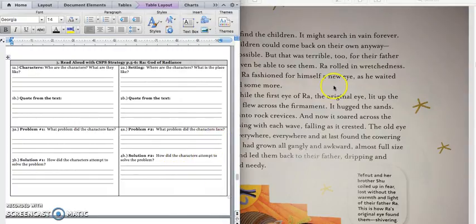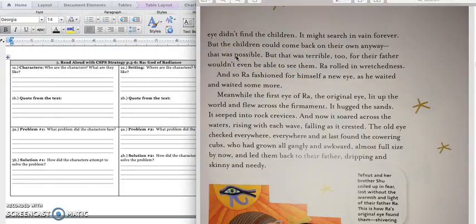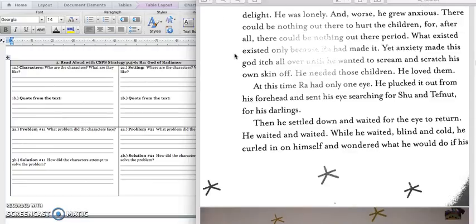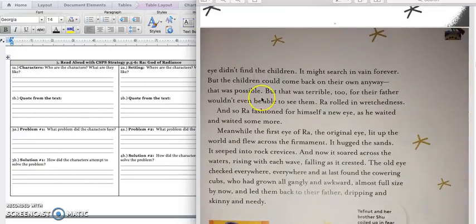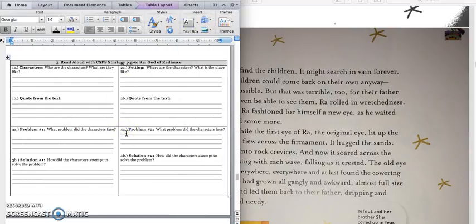And so in the box, we would underline this sentence, go back to the previous page, that says, while he waited blind and cold, he curled in on himself and wondered what he would do if his eye didn't find his children. And out beside that quote, write P number 2. And then in box 4A, we're going to write down for our second problem, Ra got worried that his eye would not return with his children. Press pause to write down your answer and play when you're ready for the solution.